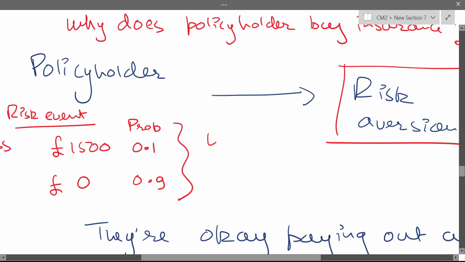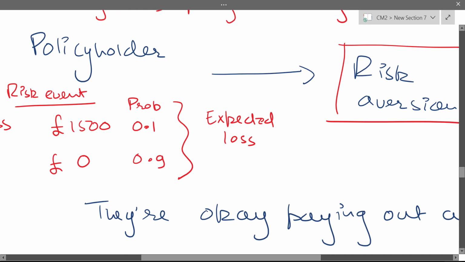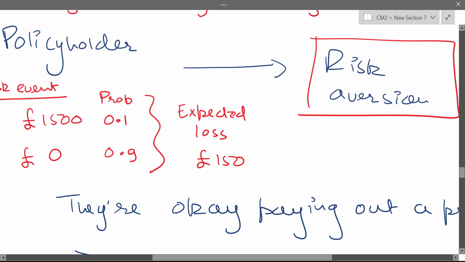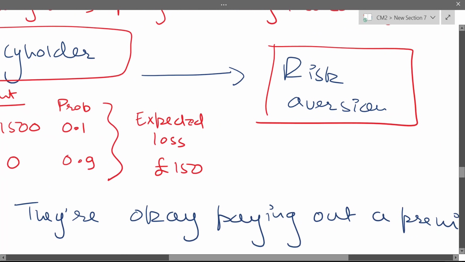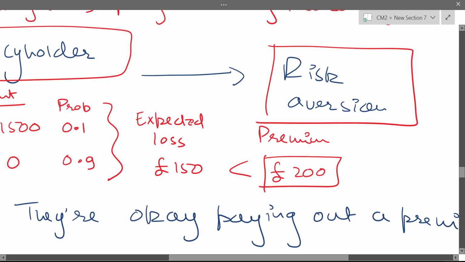So what is the expected loss? The expected loss under the risk event is equal to 1500 into 0.1 plus 0 into 0.9, that is 150 pounds. But if the insured, that is the policyholder, is risk averse, they would be willing to pay a premium which is higher than their expected loss. For example, 200 pounds. The only reason that an insured is willing to pay a premium which is higher than their expected loss is because they are risk averse individuals.